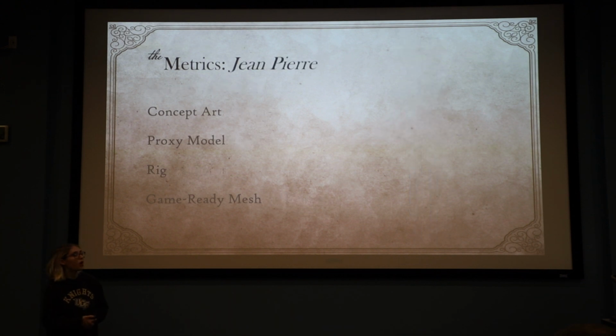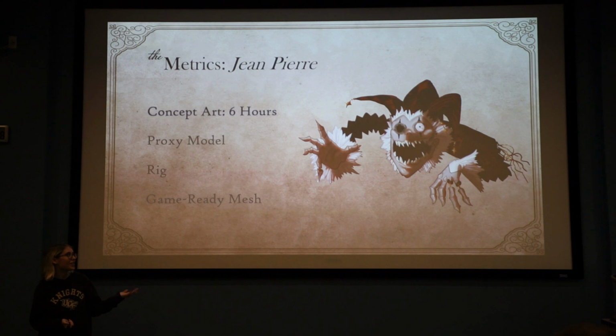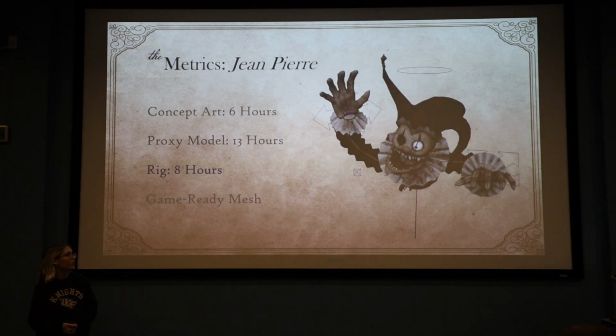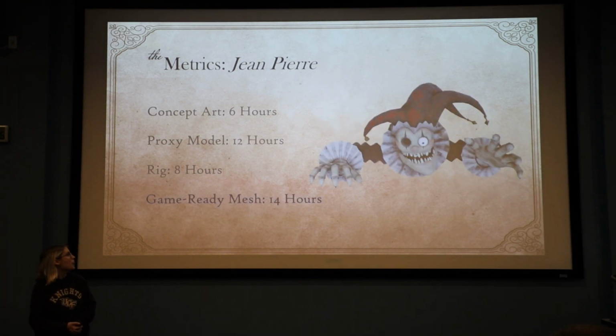When it comes to other models, like our other puppets we're planning to have in the game, this one is Jean-Pierre, who is our main villain for our vertical slice. He took 6 hours, 13 for his proxy model, 8 for his rig, and then 14 for his game ready state.